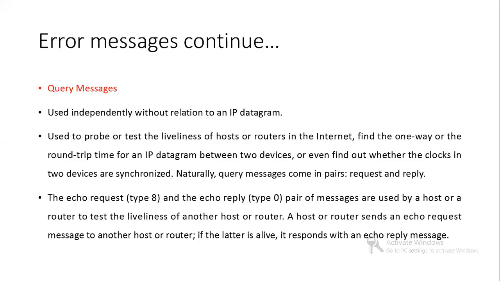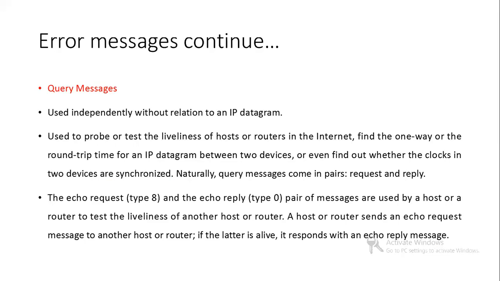Next are the query messages. Interestingly, query messages in ICMP can be used independently without a relation to an IP datagram. Of course, a query message needs to be encapsulated in a datagram as a carrier. Query messages are used to probe or test the liveliness of hosts or routers in the internet, find the one way or the round trip time for an IP datagram between two devices, or even find out whether the clocks in two devices are synchronized.